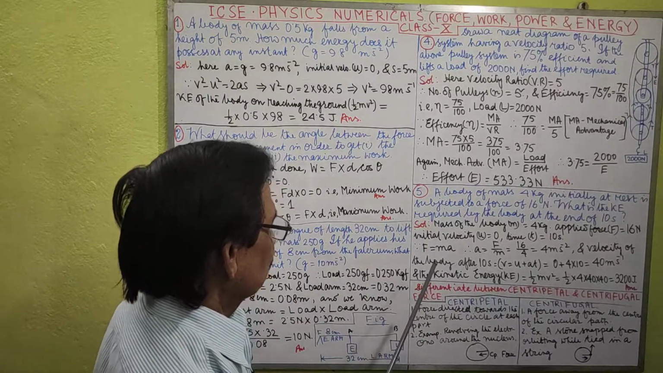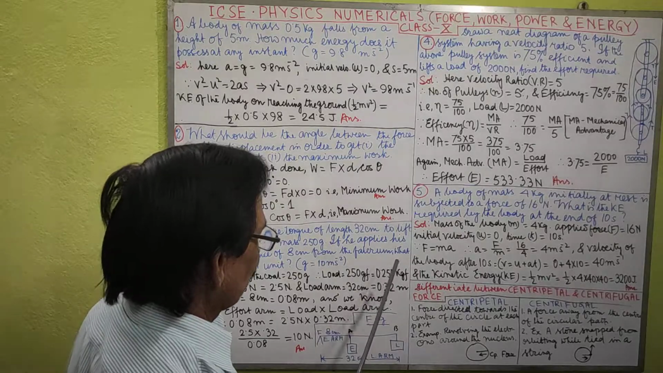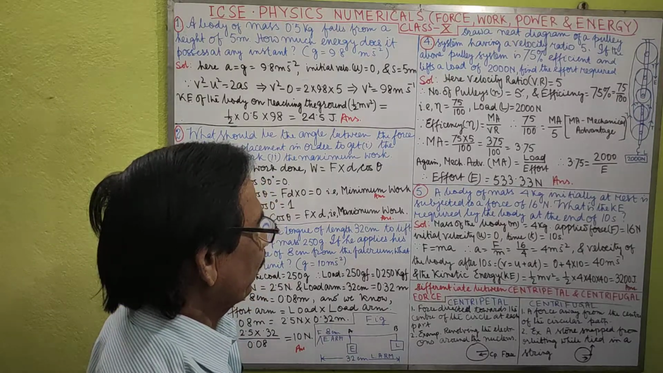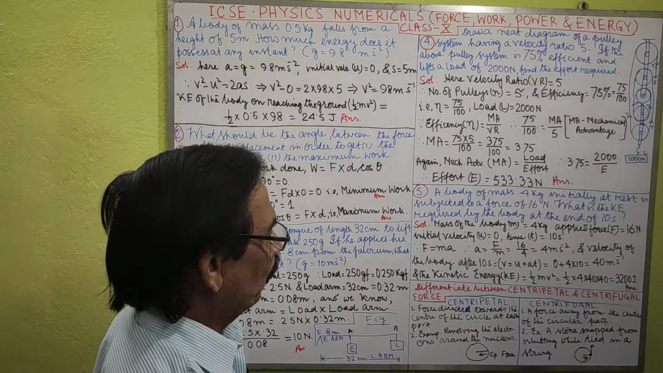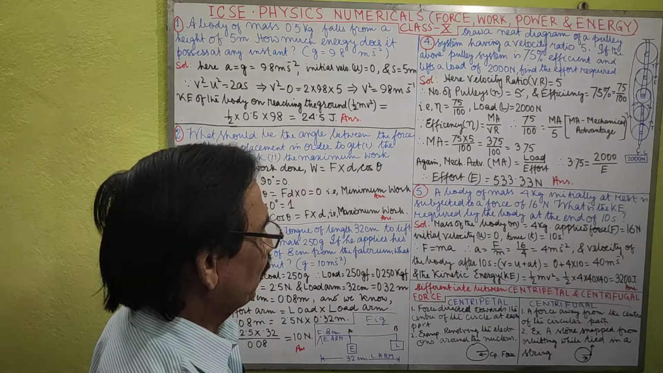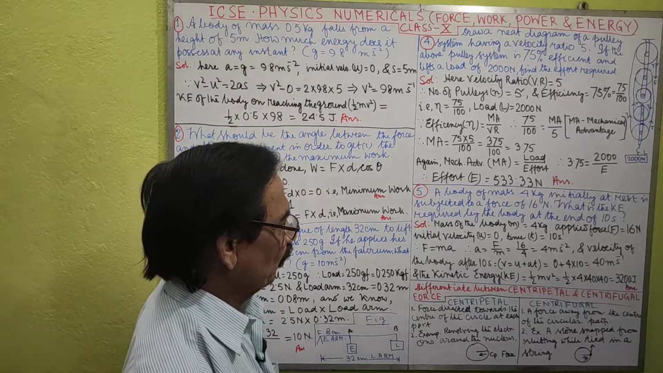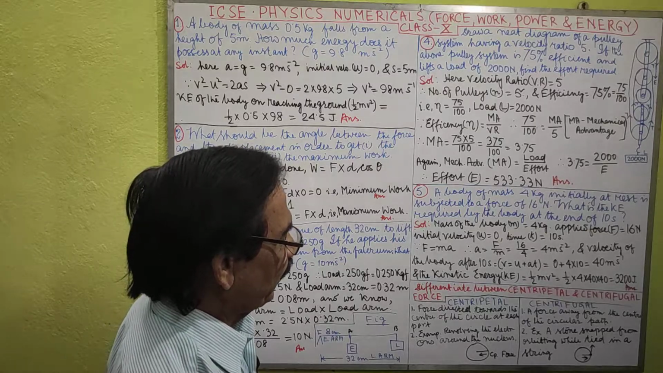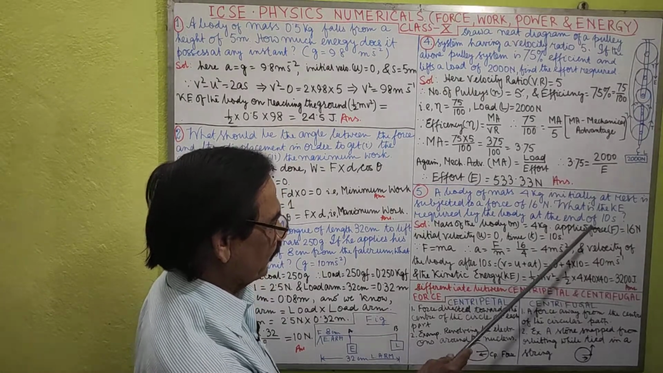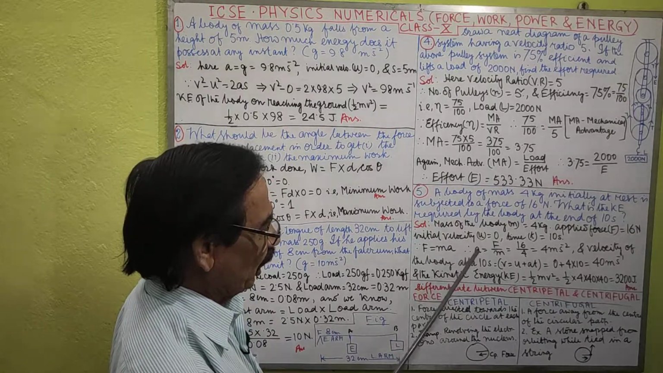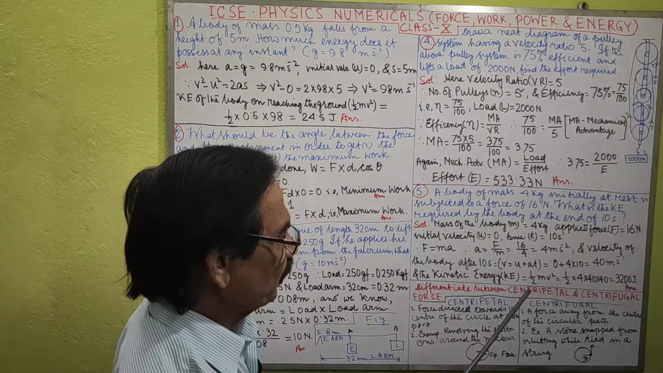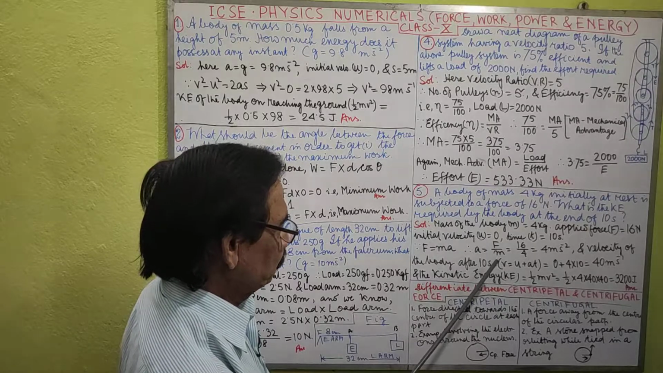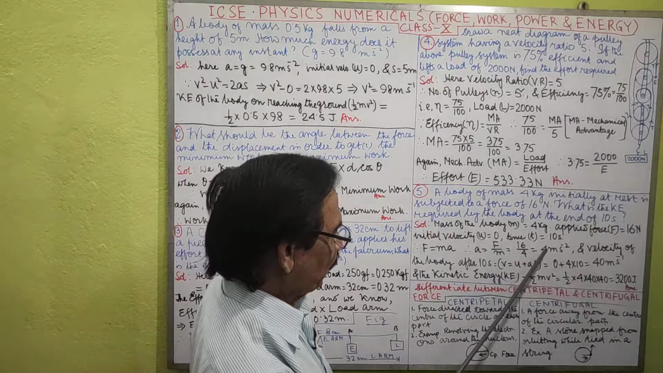Now the last numerical today: a body of mass 4 kg initially at rest is subjected to a force of 16 Newton. What is the kinetic energy acquired by the body at the end of 10 seconds? Mass of the body M equal to 4 kg and applied force F equal to 16 Newton. Initial velocity U equal to 0 and time t equal to 10 seconds.